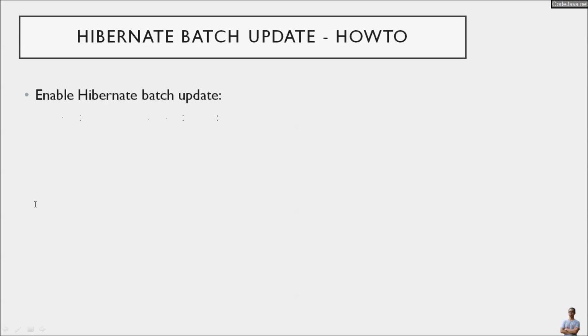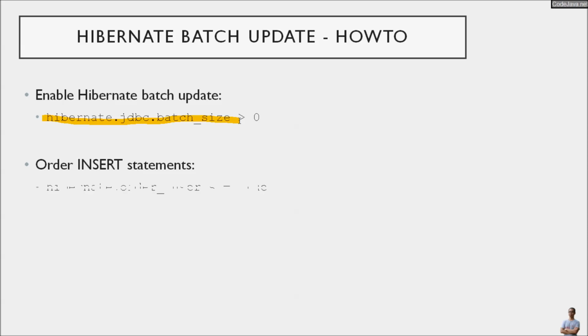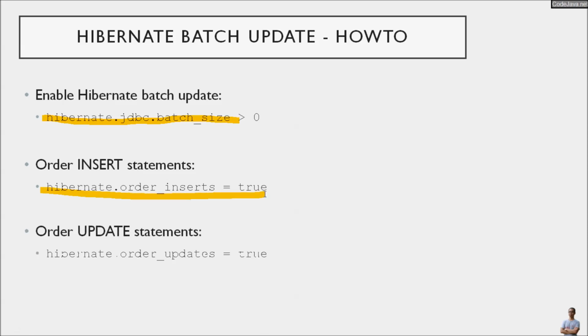And you need to set the property hibernate.jdbc.batch_size to a value greater than 0 to enable batch update. And to order insert statements, you need to specify the property order_inserts to true. And to order update statements, you need to specify two properties, order_updates and batch_versioned_data, to true.